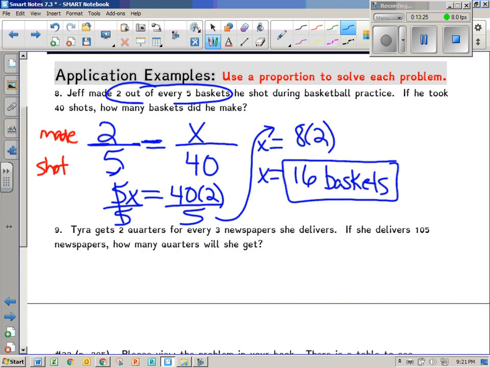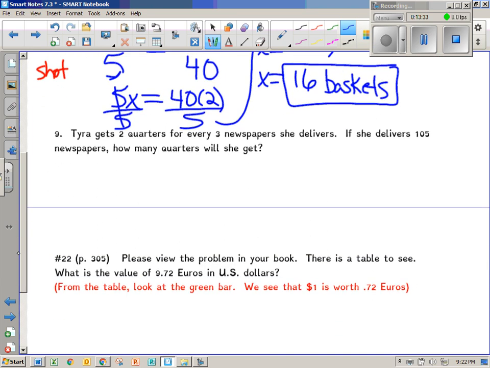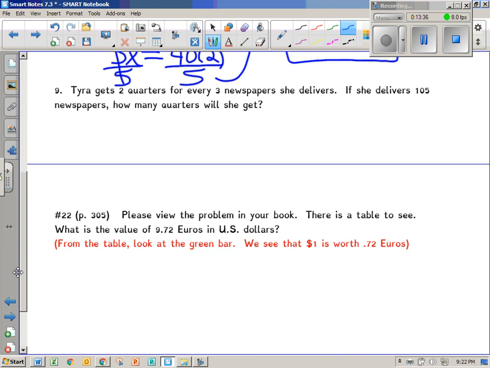Because if you had 16 over 40 and you divided both of them by 8, you would get 2/5. So it makes perfect sense. So let's try another one.